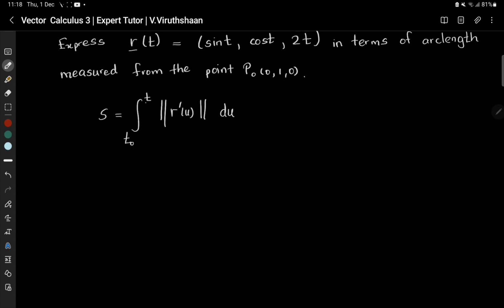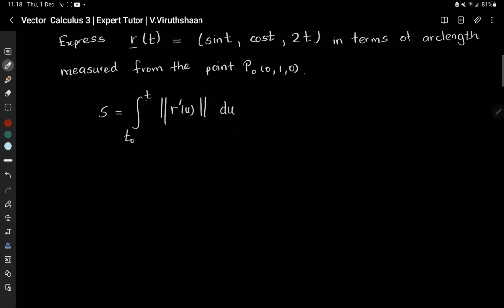Here we are going to differentiate that, and after that we are going to find the mod value, which, as I explained in the previous video, is going to be the second norm. That's why we have put two lines on both sides. It represents the magnitude of the tangent vector r dash u with respect to du.